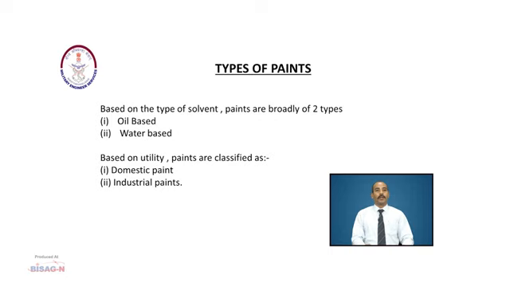Types of paint. Based on the type of solvent, paints are broadly of two types, that is oil based and water based. But based on utility, paints are classified as domestic and industrial paint. Today we are going to have an overview on industrial paints.